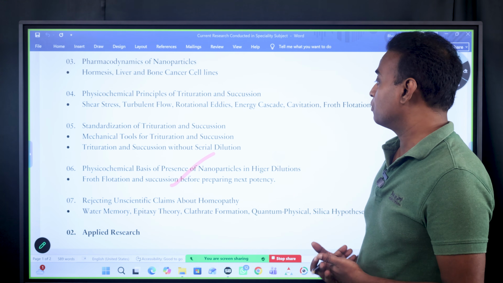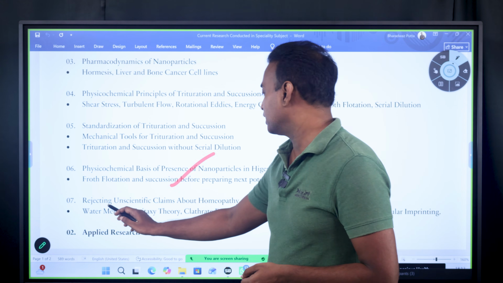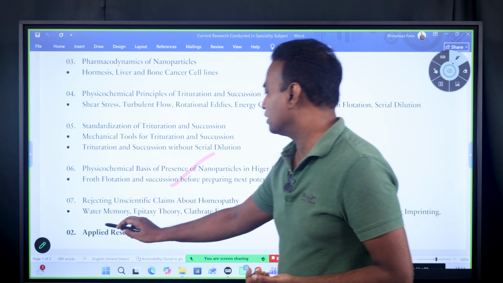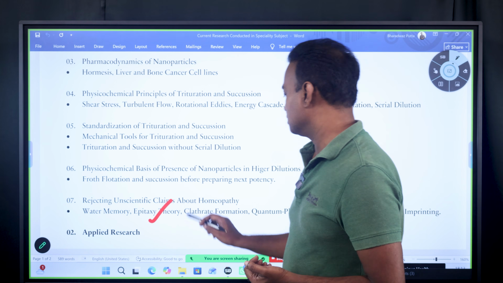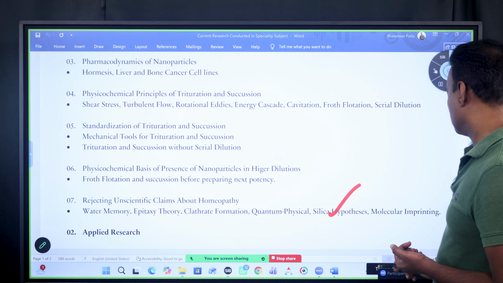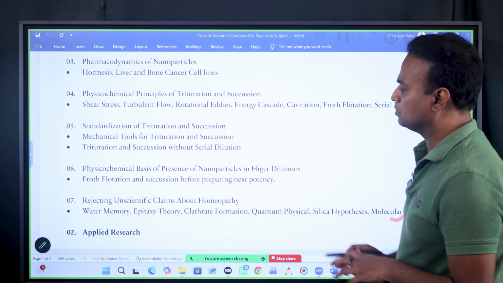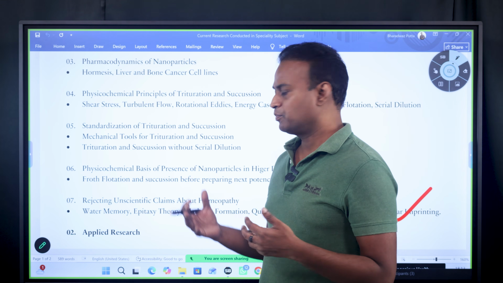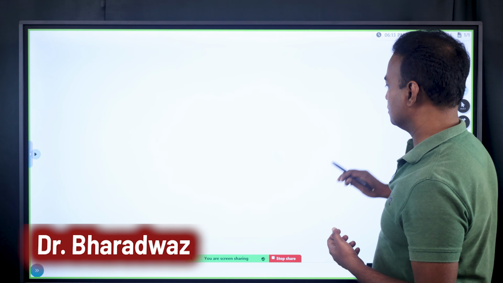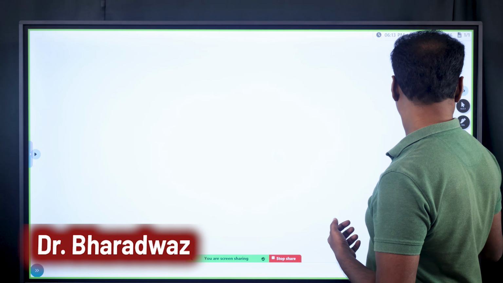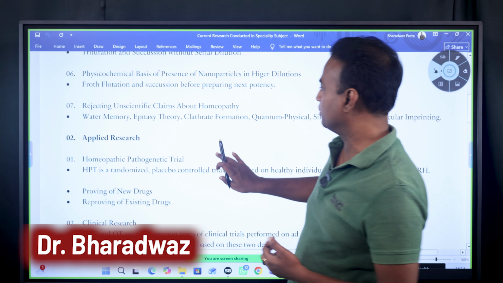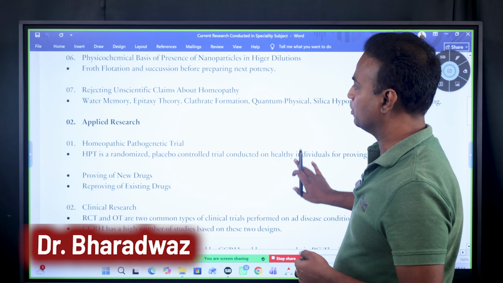One more important thing they have done is rejecting unscientific claims. There are a lot of unscientific claims about homeopathy. There is water memory or epitaxy theory, clathrate formation, quantum physical, silica hypothesis, molecular imprinting technology. People are assuming that these are how homeopathic medicines work, but this is not true. Scientists are clearly now saying that it is nanoparticles. All these, like water memory, are rejected unscientific claims about homeopathy.